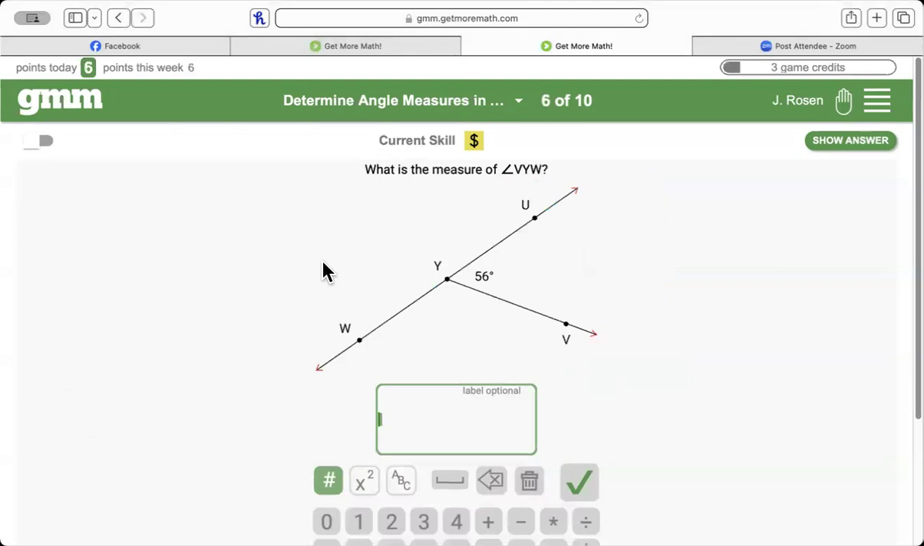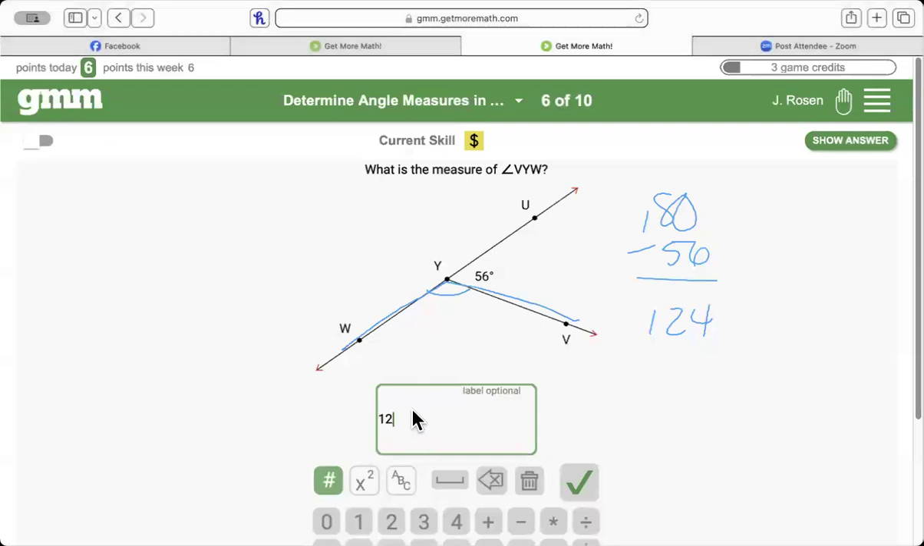Okay, and let's see, this one is supplementary, right? It wants VYW. So again, VYW, it's that missing angle right here. So we're just going to do 180 minus 56. It wants this piece here, VYW. So again, this is two angles that add up to a straight line. So it's 180 minus 56, got me 124.